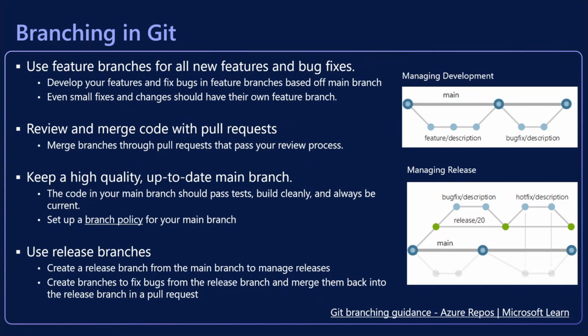For managing releases, create a release branch from the main branch. When fixing bugs, create branches from the release branch and merge them back into it via pull request. This method helps in keeping the release process organized and controlled.